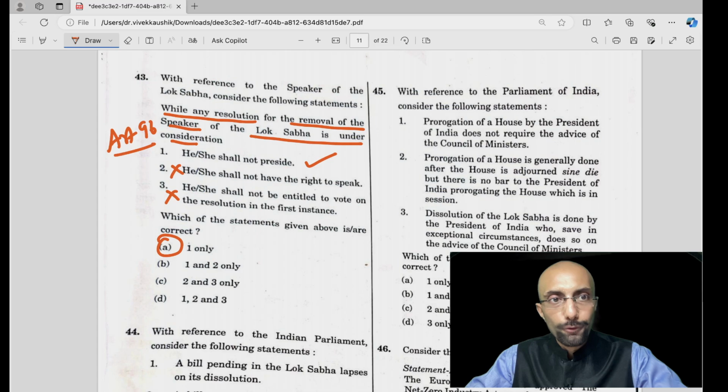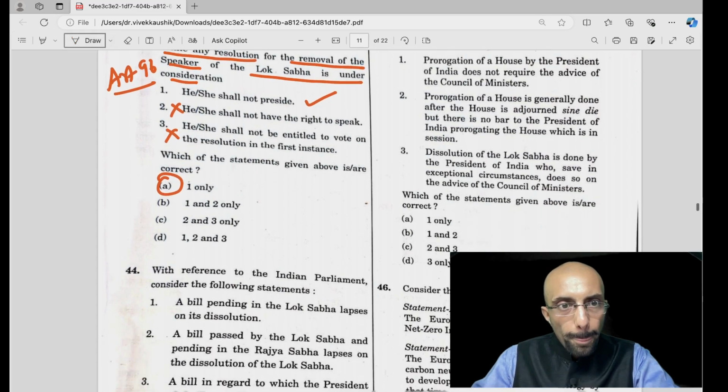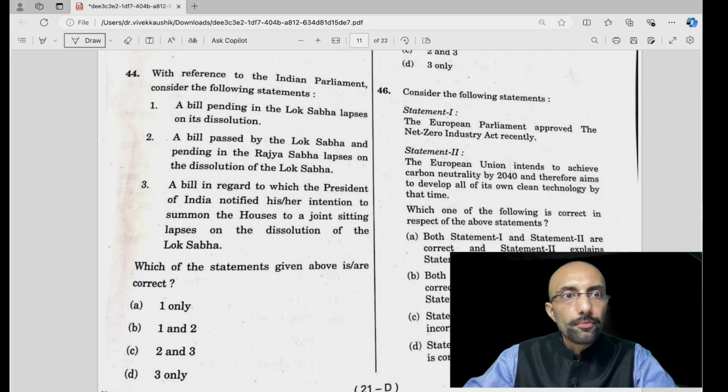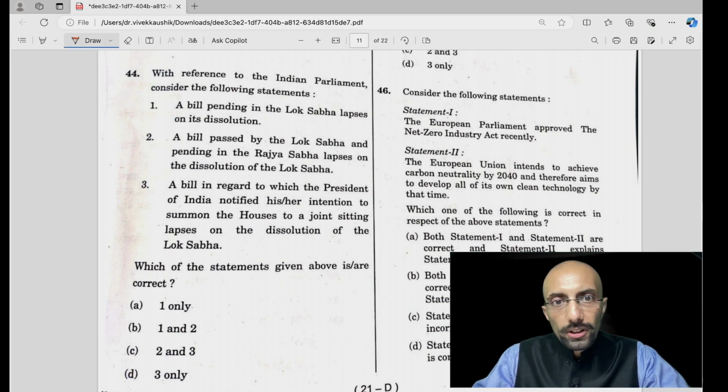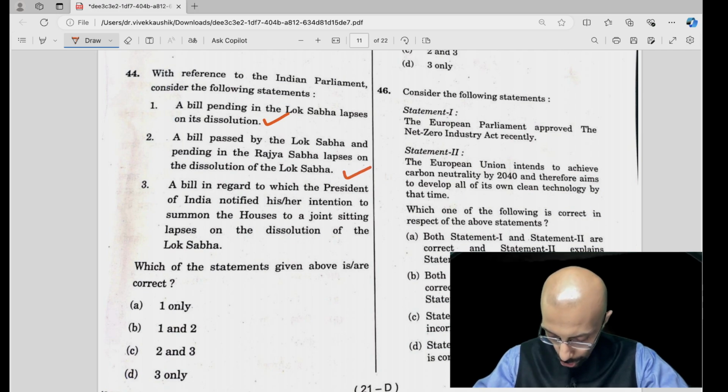Then question number 44 also is of polity. With reference to the Indian Parliament, consider the statements. A bill pending in the Lok Sabha lapses on its dissolution. Correct. A bill passed by Lok Sabha and pending in Rajya Sabha lapses on the dissolution of the Lok Sabha. This is also correct. A bill in regard to which the President of India notified his or her intention to summon the House to a joint sitting lapses.